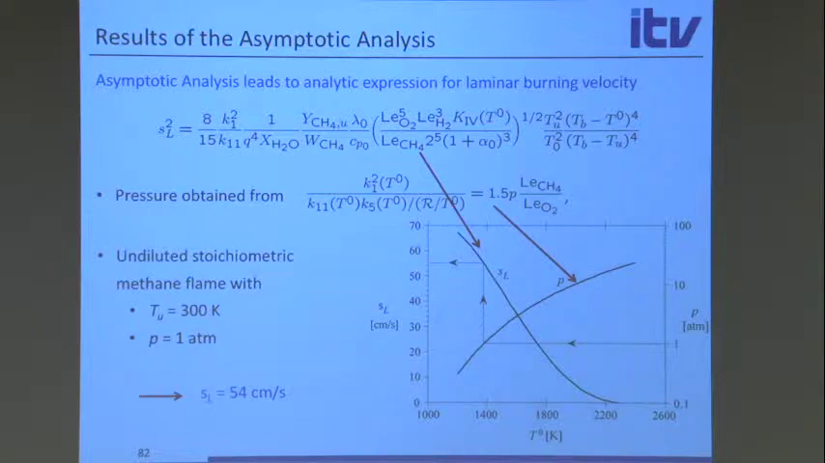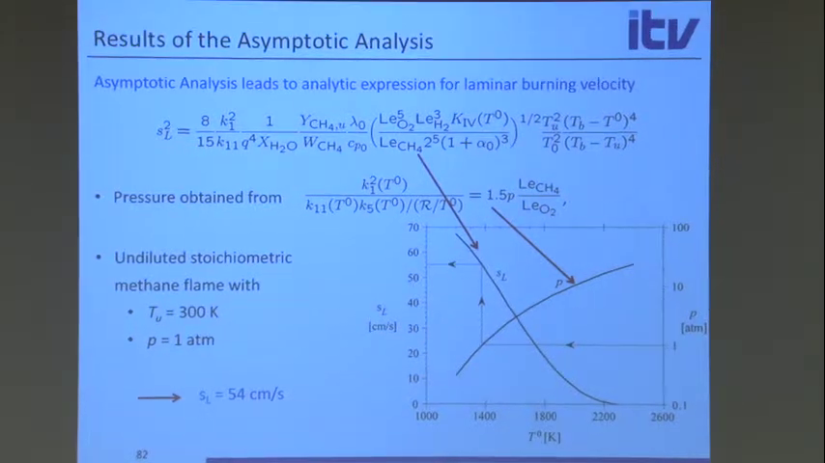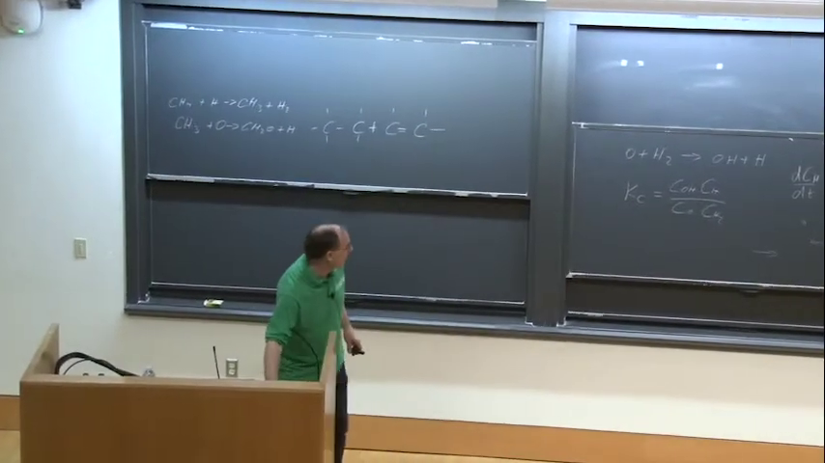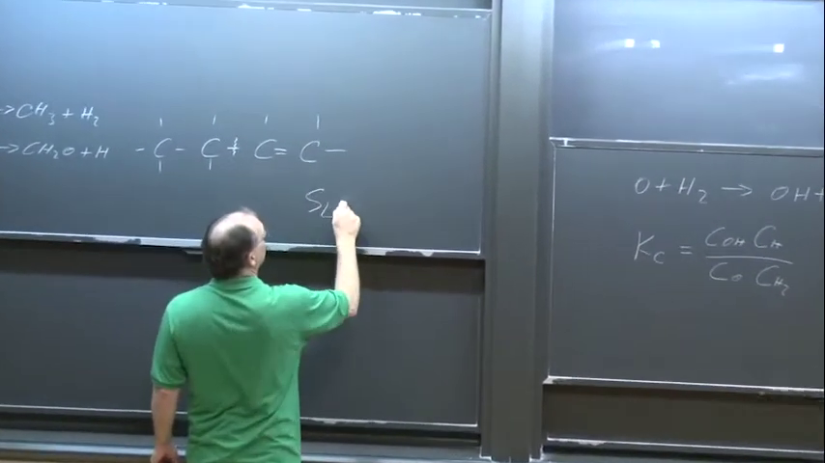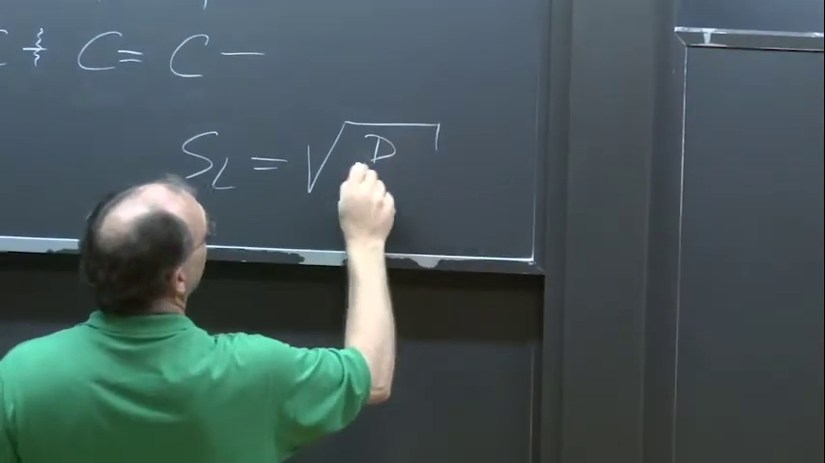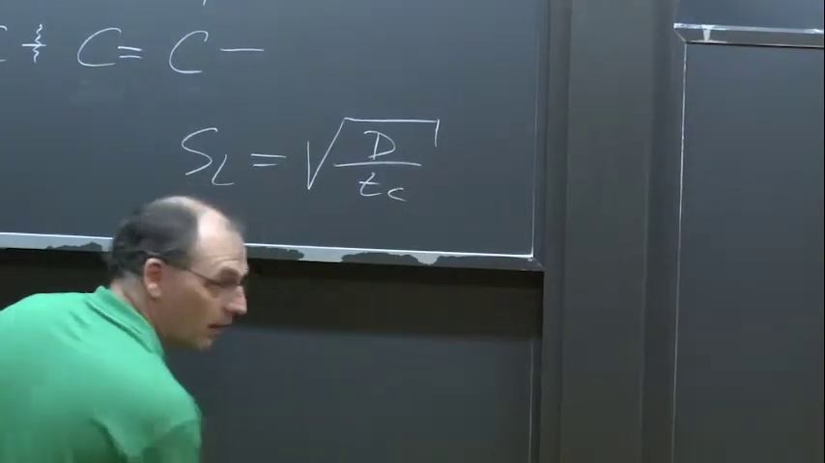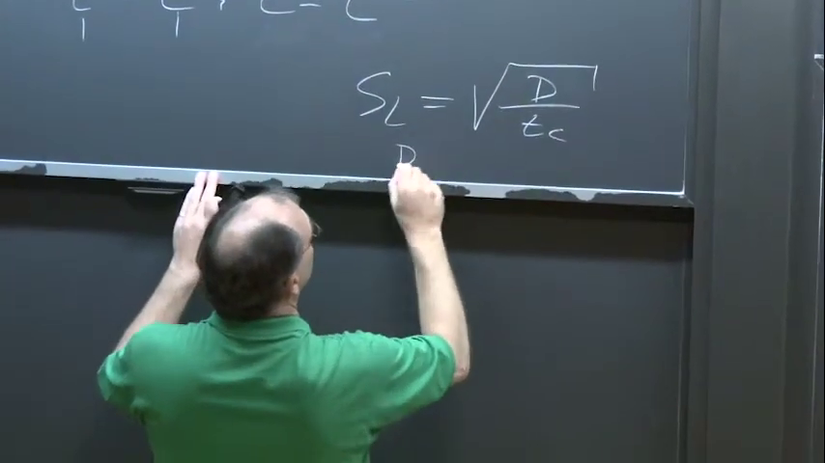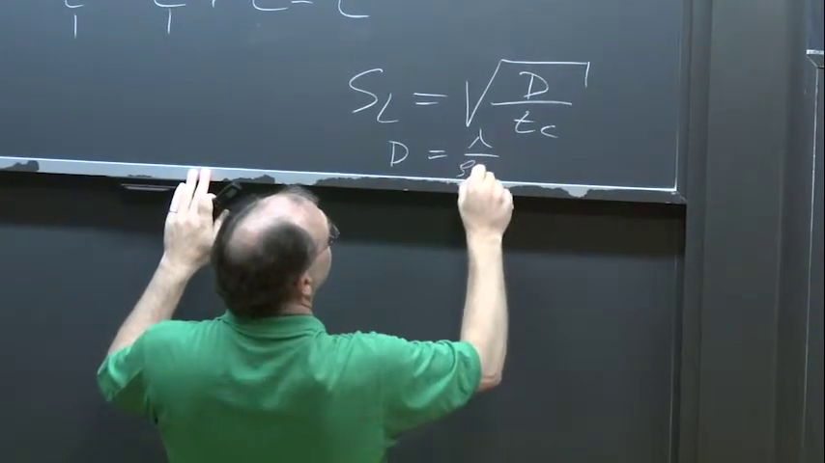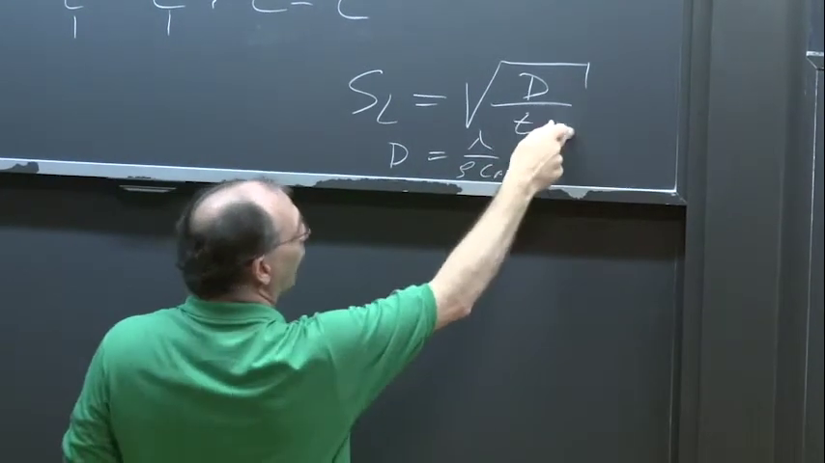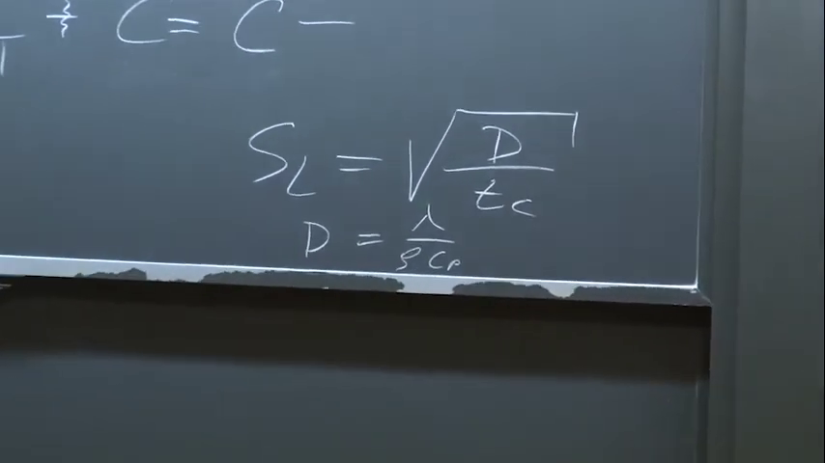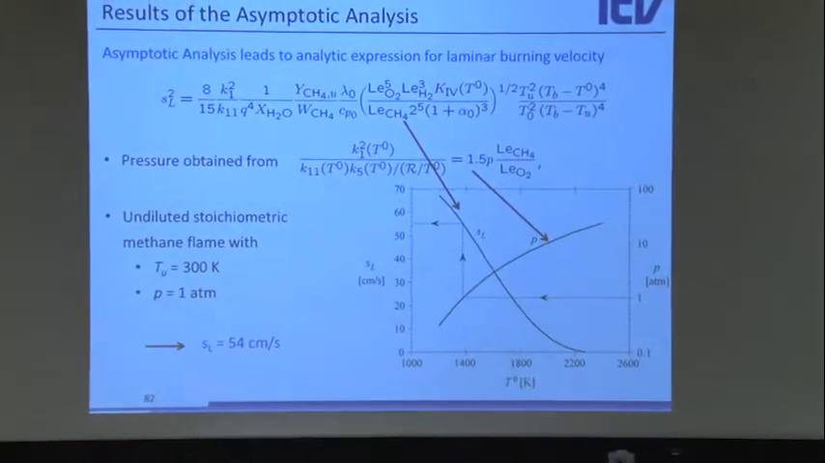This must be somehow the SL must be somehow the square root of d divided by Tc, from dimensional arguments. And d is equal to lambda over rho Cp, and then all the rest must be the chemical time scale, okay? And one thing that we see that is very different from what we had earlier is that the flame speed can go to 0.